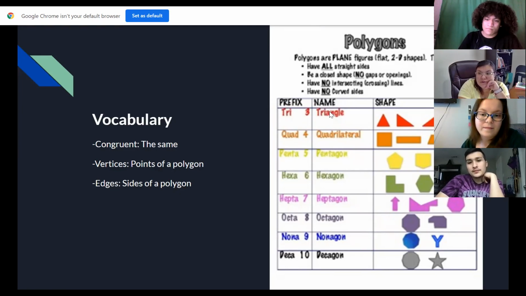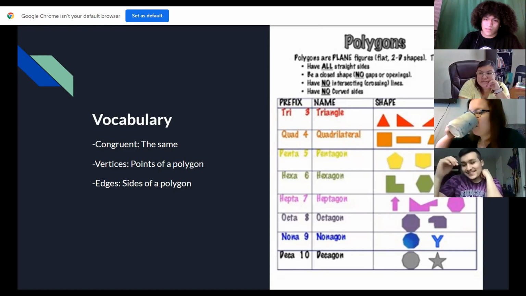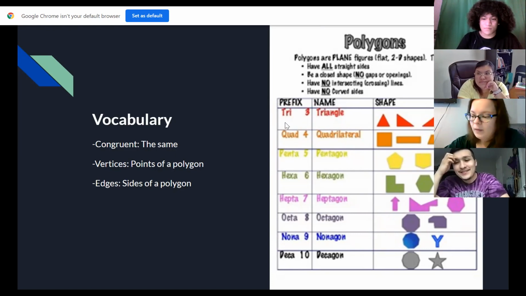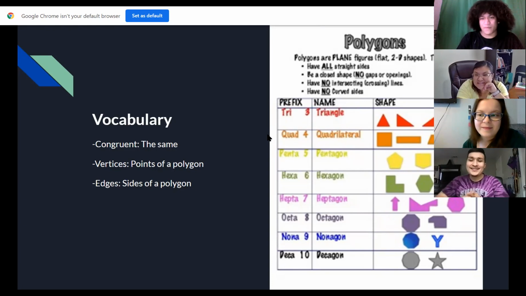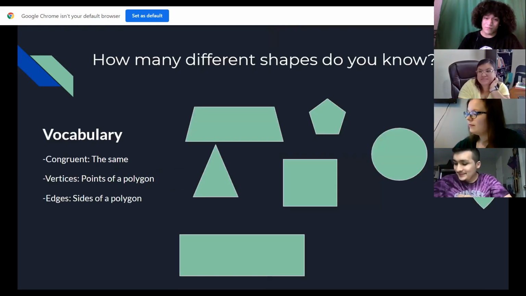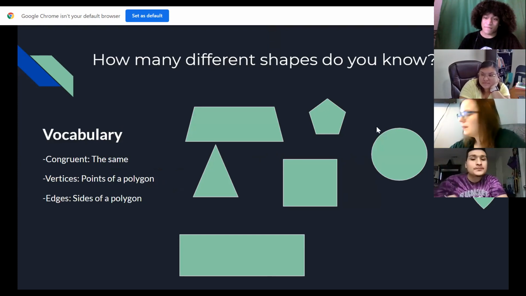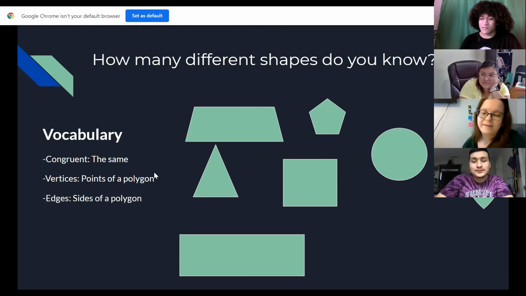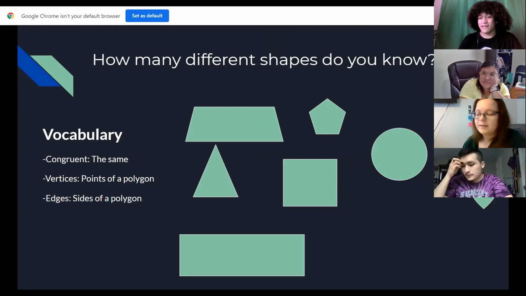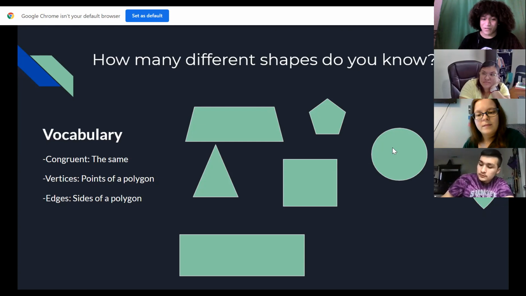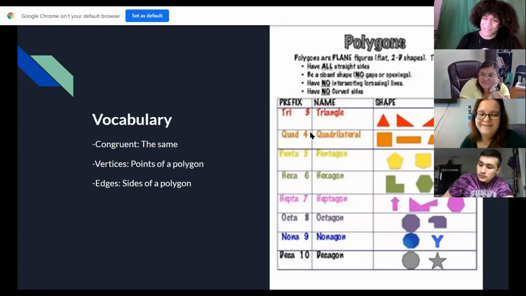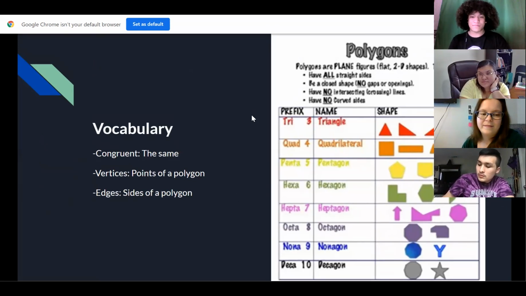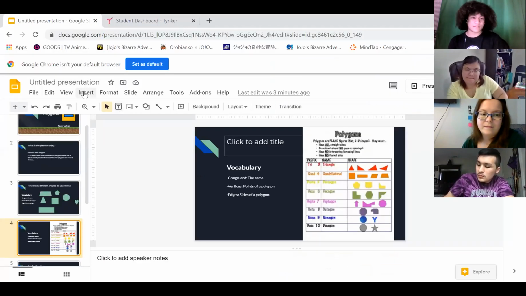Anybody want to read the next one? No curved sides. Oh, I couldn't hear you. Whoever said it, can you read it again? It says it has no curved sides. Yeah, no curved sides. So when we go back, do we see anything that has any curved sides? The heart. The circle, and I think I heard somebody say heart too. Yes, these are not polygons. They have curved sides, and that is not welcome here. So let's start off with the triangles.